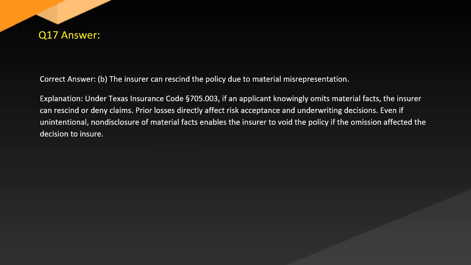Answer. Correct answer: B. The insurer can rescind the policy due to material misrepresentation. Explanation: Under Texas Insurance Code SS.3, if an applicant knowingly omits material facts, the insurer can rescind or deny claims. Prior losses directly affect risk acceptance and underwriting decisions. Even if unintentional, non-disclosure of material facts enables the insurer to void the policy if the omission affected the decision to insure.